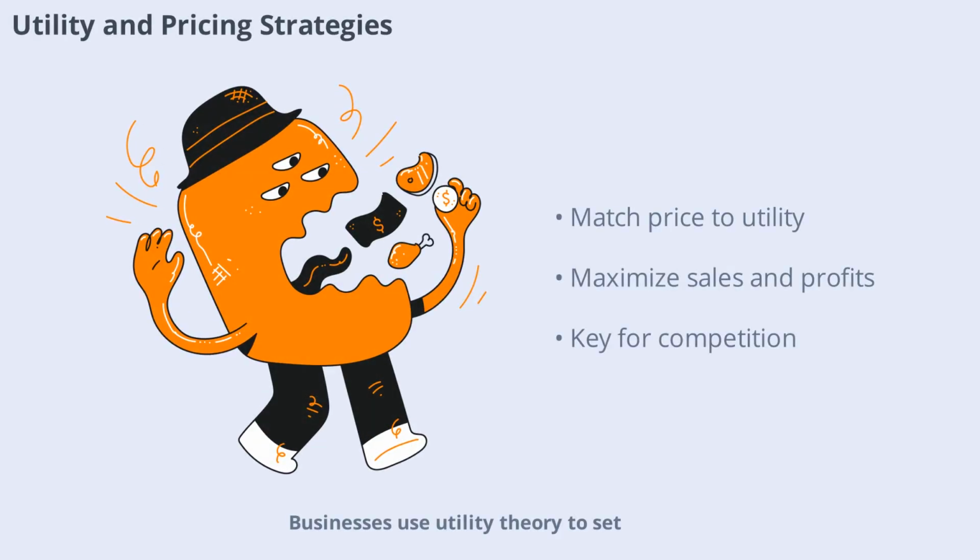Businesses use utility theory to set prices that match consumer willingness to pay. By analyzing marginal utility, companies can find the optimal price point that maximizes both sales and profits. This strategy is essential for competitive markets.